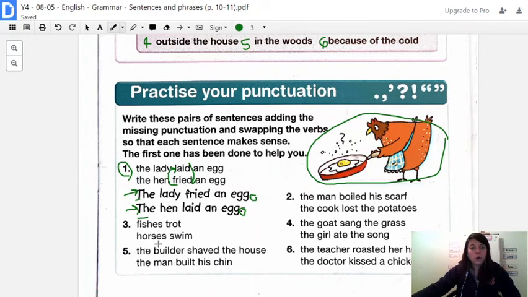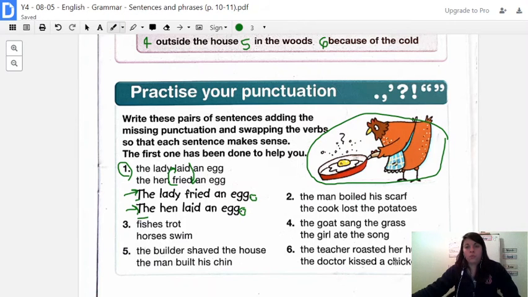Fishes trot, horses swim. Now, horses can swim, I will give you that. But fishes, do they trot? Okay. The man boiled his scarf. The cook lost the potatoes. Those don't make sense. The goat sang the grass. The girl ate the song. Oh my God, would you imagine? What's for lunch? A song. Then, the builder shaved the house. The house must have been hairy. The man built his chin. Wow, with wooden blocks? Okay.